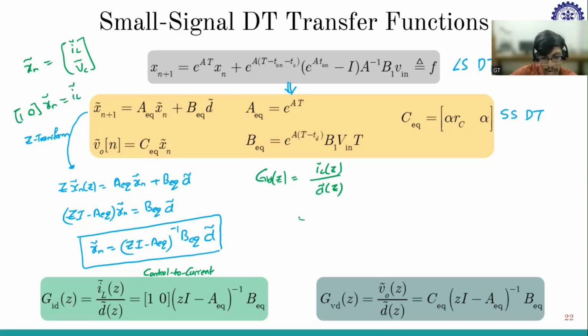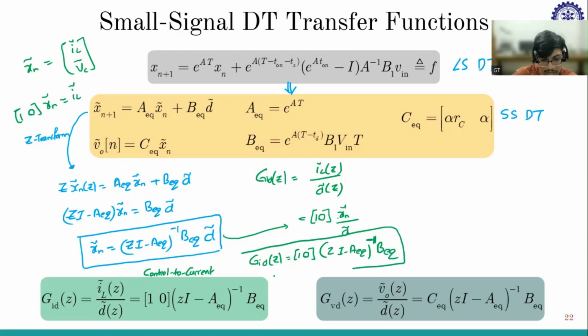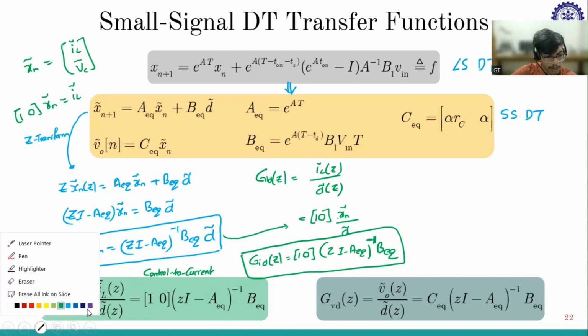So IL perturb is nothing but 10 into XN perturb by D perturb. So from this I can get, right? So I'll get GID of Z is nothing but 10 matrix into ZI minus A equivalent inverse into B equivalent. So that's how I am getting my control to current transfer function.